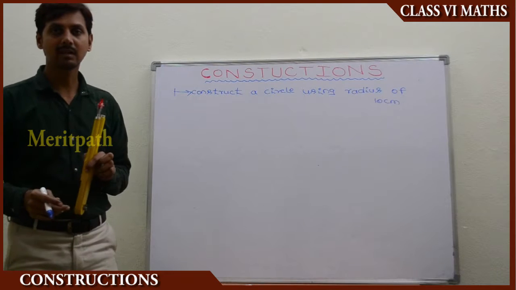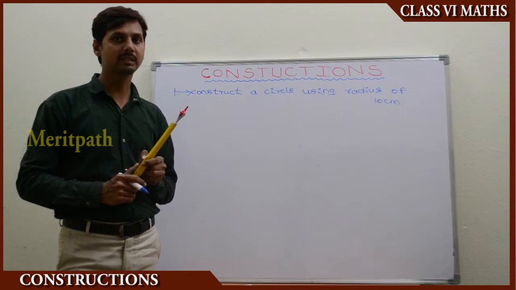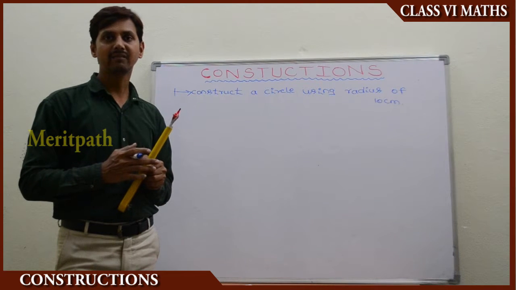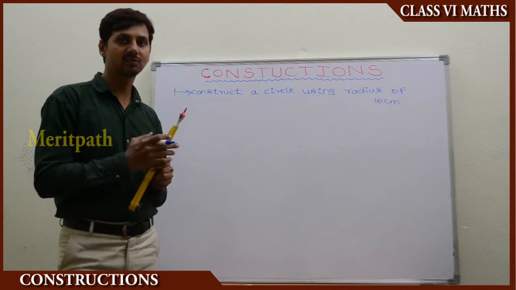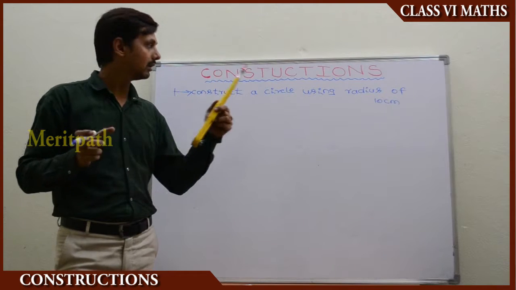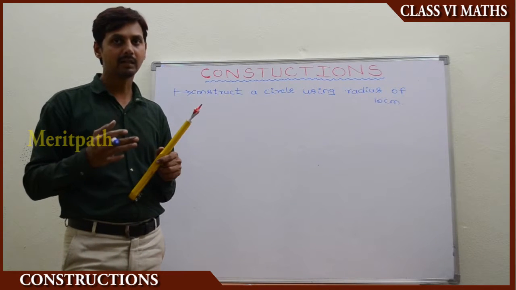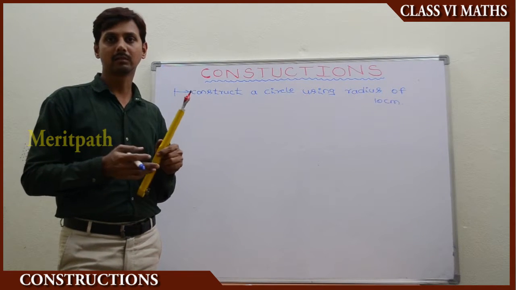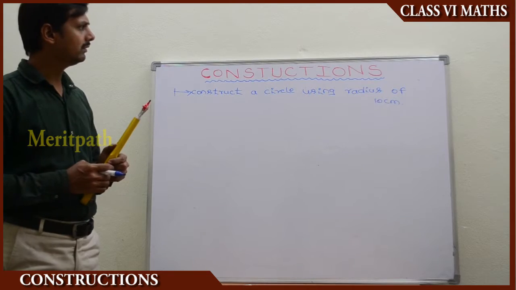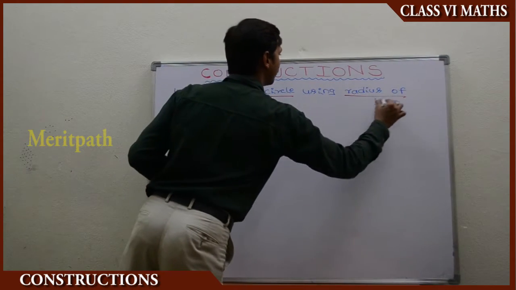What we have learned in previous classes and the previous chapter about geometry: a circle is a simple plane figure which has a fixed point and a fixed distance. The fixed point is called the center, and the fixed distance is called the radius. Using the radius we'll draw a circle, and with different radii we can draw different circles. That concept we learned in the previous chapter. So let's draw a circle using a radius of 10 centimeters.